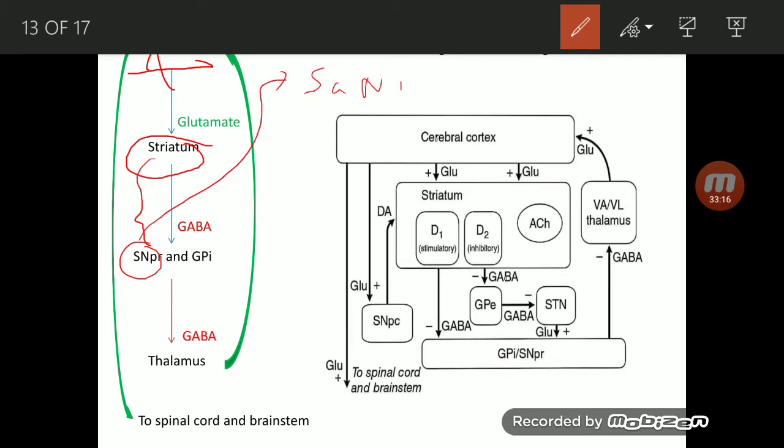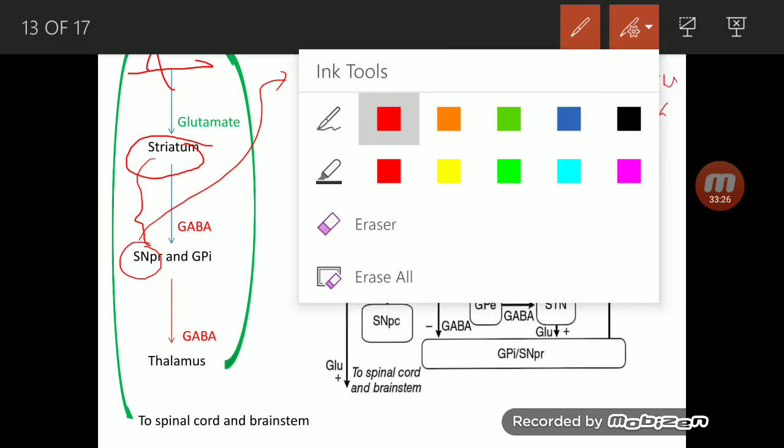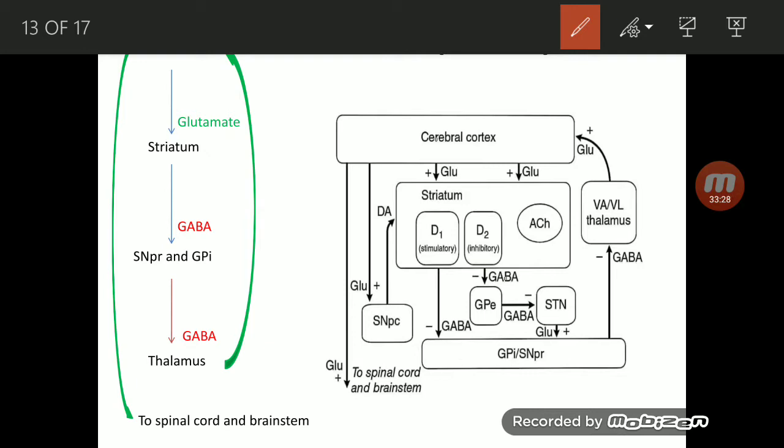Substantia nigra pars reticulata. So this is your substantia nigra pars reticulata. Your cortex is connected to your striatum by a neuron, and this neuron in its terminal is releasing glutamate. So glutamate is getting secreted.